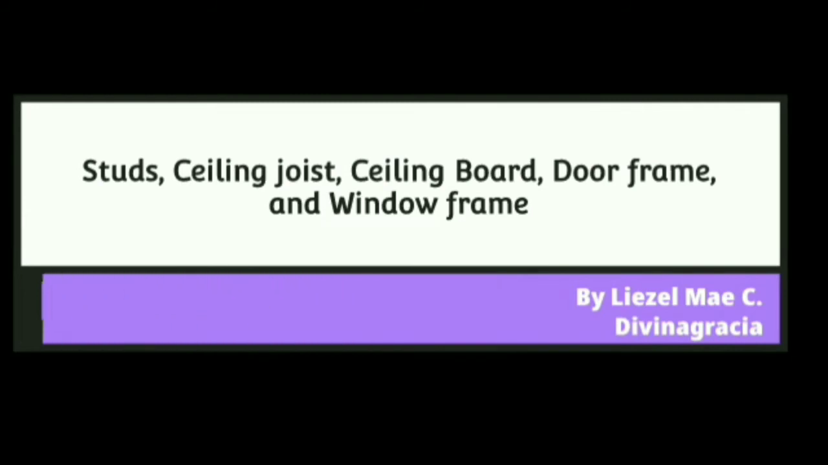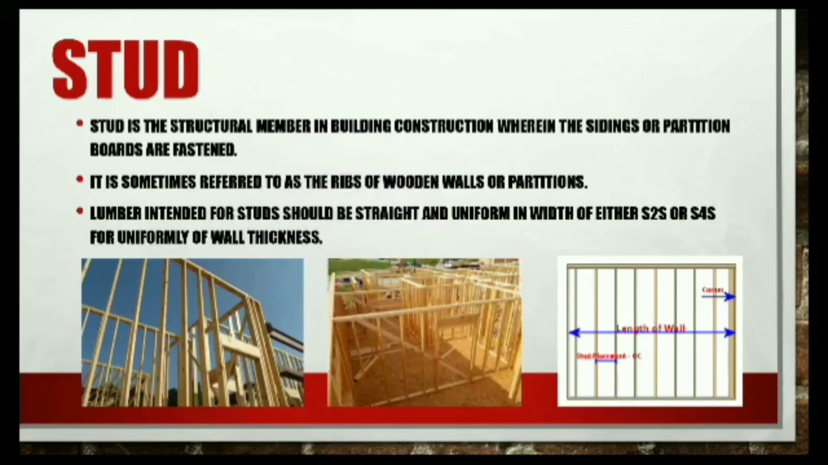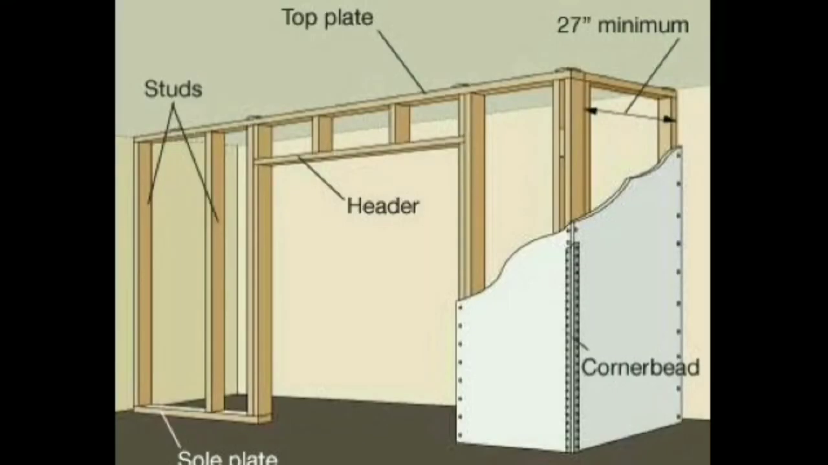Good day, I'm Rizal May Divina Gracia, and I'm going to continue the topic about lumber. I will tackle 5 subtopics. So first, let's go to stud. Stud is by definition the structural member in building construction wherein the sidings or partition boards are fastened, and it's sometimes referred to as the ribs of wooden walls or partitions.